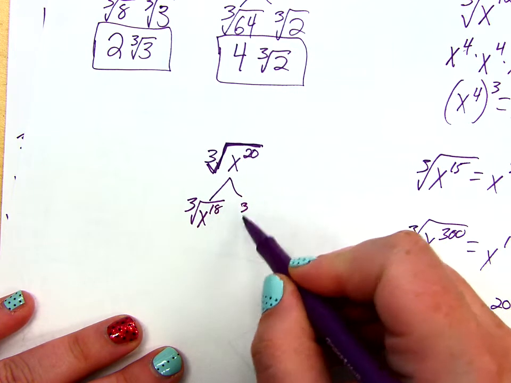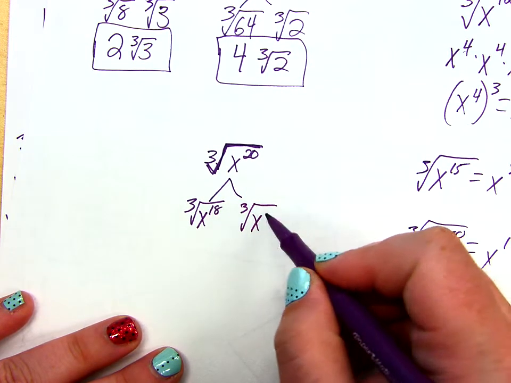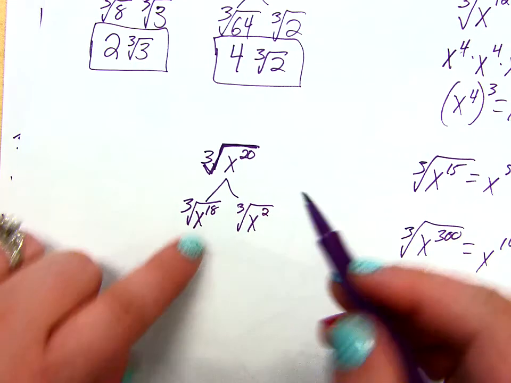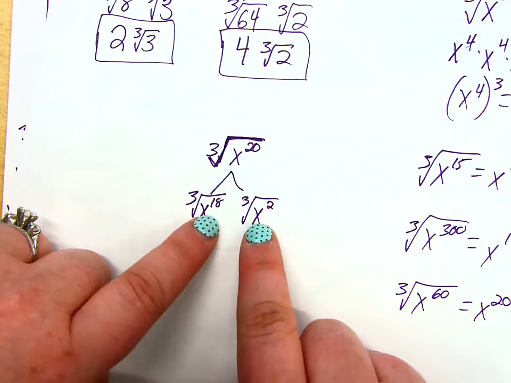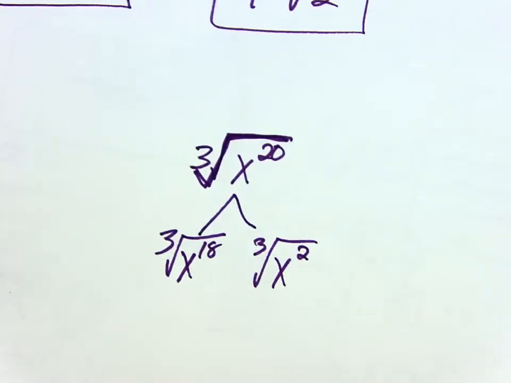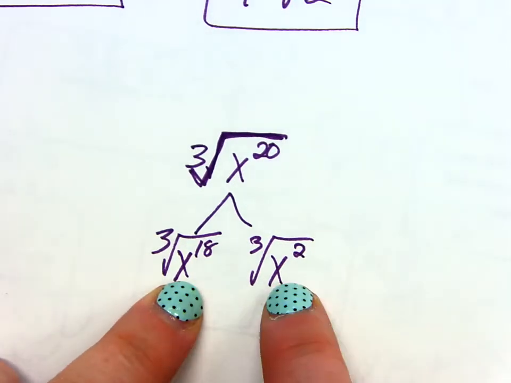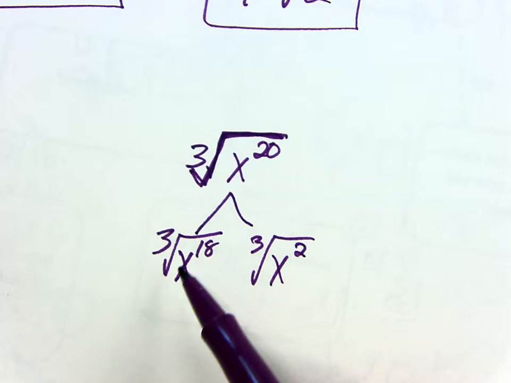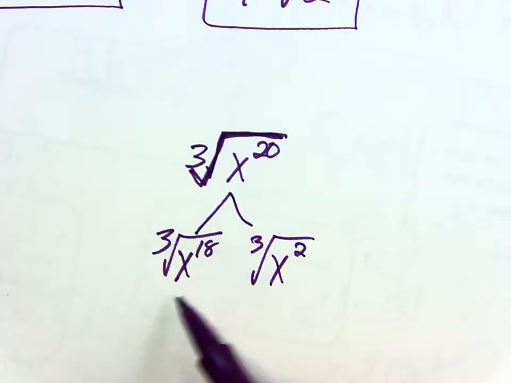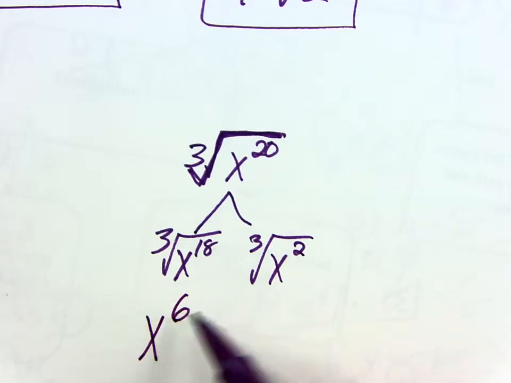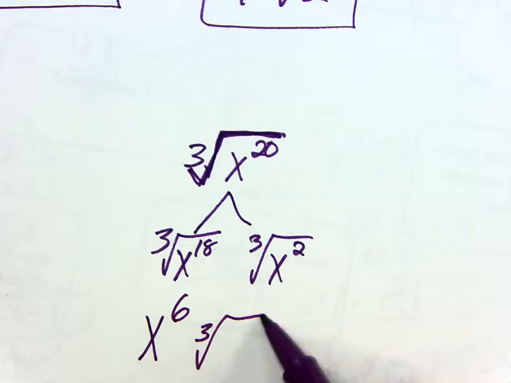So then what's this one? X to the what? Second, because if I multiply these two numbers together, it should always get me back to x to the 20th. So x to the 18th times x to the second really is x to the 20th. So I took it and I split it up. But now, look, this is a perfect cube. What is the cube root of x to the 18th? Yes. And this just stays as it is.